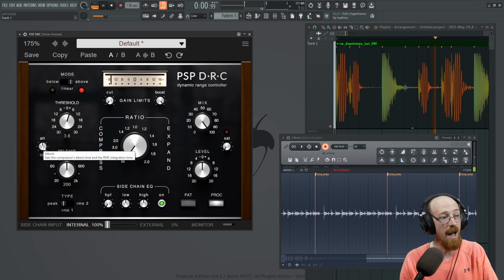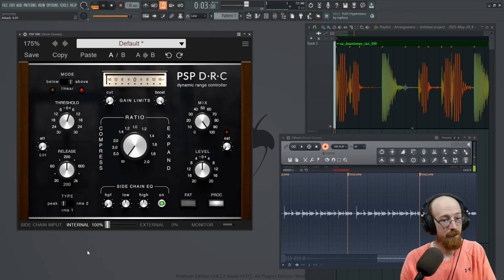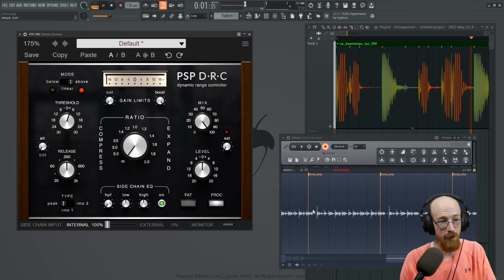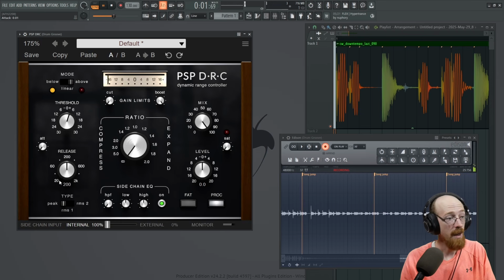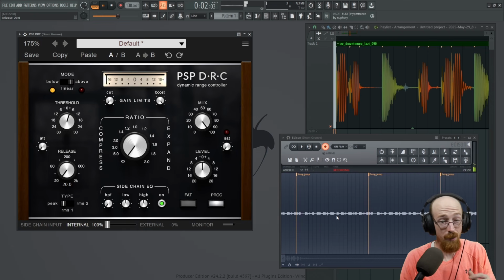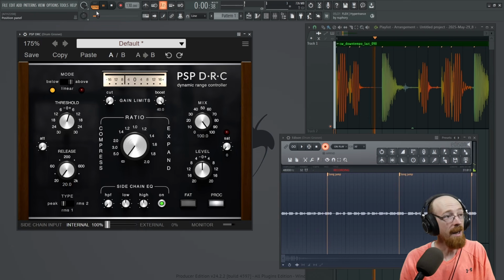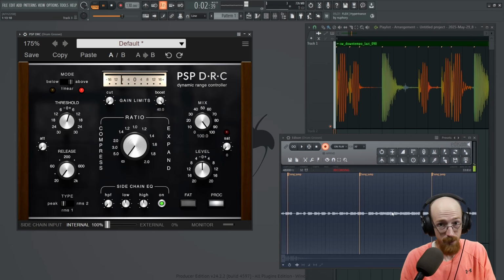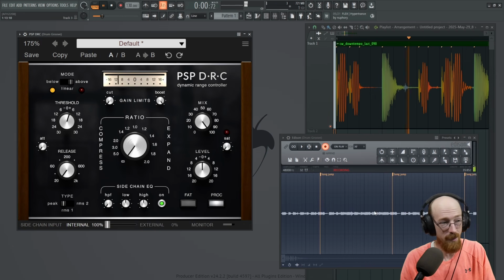So if we make this attack shorter, you see how these little peaks, they're suddenly gone? It's because the attack's much faster. If we bring the release down, it'll start releasing right away. And things like the verb that shouldn't be affected are now unaffected.